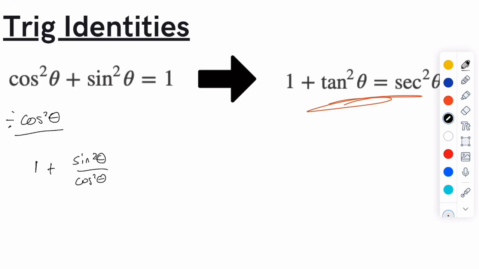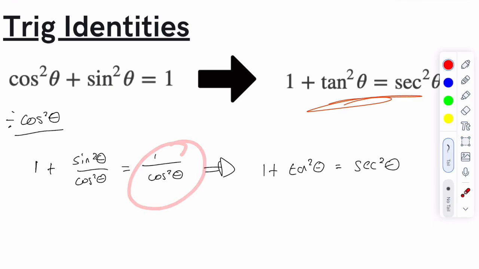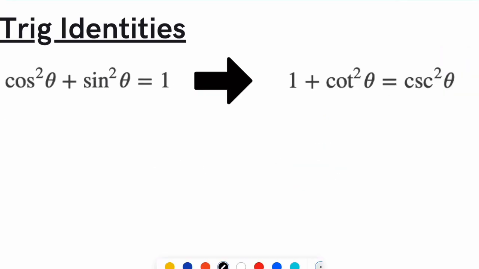Plus sine squared theta over cos squared theta is equal to 1 over cos squared theta. And obviously, therefore, 1 plus tan squared theta is equal to sec squared theta. Why? Because 1 over cos squared theta is equal to sec squared theta, as you just saw in the graphs, and sine squared theta over cos squared theta is equal to tan squared theta. Alright, so now we've got the following.